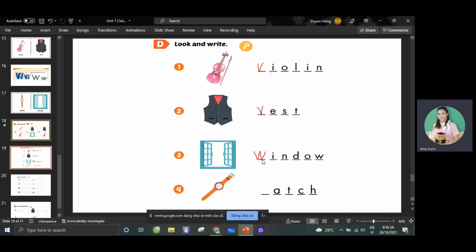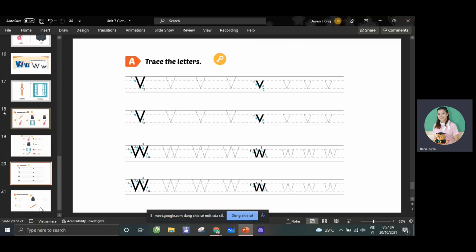And number 4, Tom. W, all right, you write W. So what can you see in the picture? Watch, good job. So you know how about the sound of W? Good job. Watch, excellent. That's right. Now you guys move to next part.